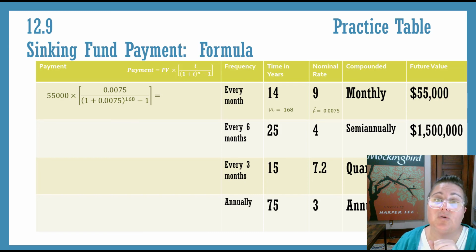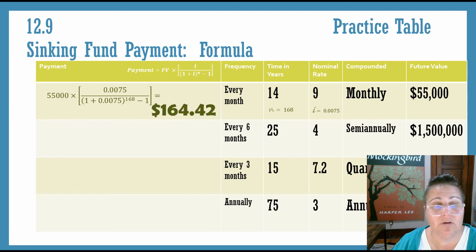Now, you either need to store that number or you need to write it down on a sheet of paper. All of the digits. Don't skimp. Keep them all. 0.0075. Divide by that big long decimal. Enter. Now multiply by 55,000.